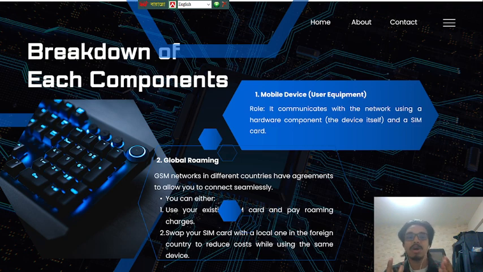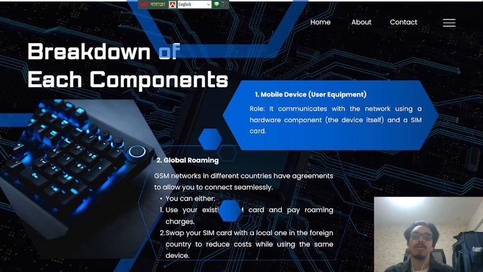Okay, first let's talk about our mobile device. A mobile device is our user equipment. We all have our mobile devices. The role of mobile devices in GSM is that it communicates with the network using a hardware component and a SIM card.